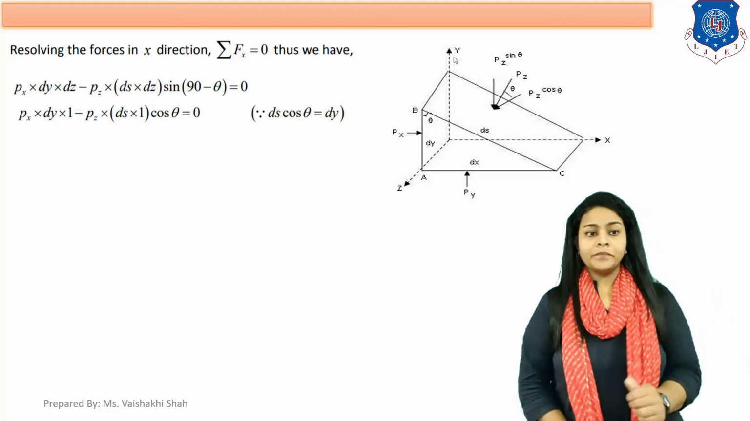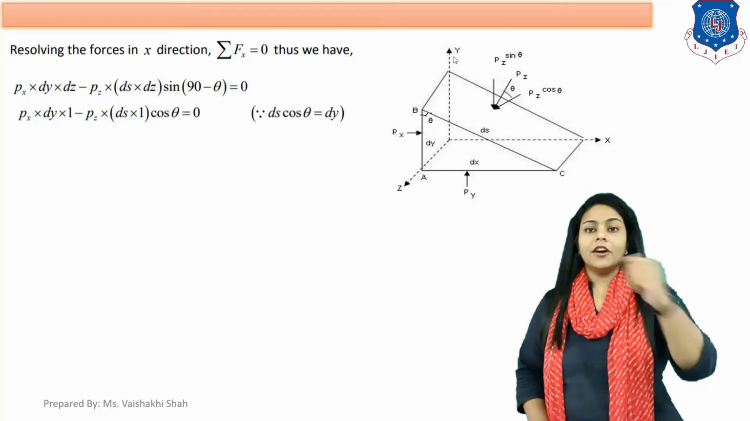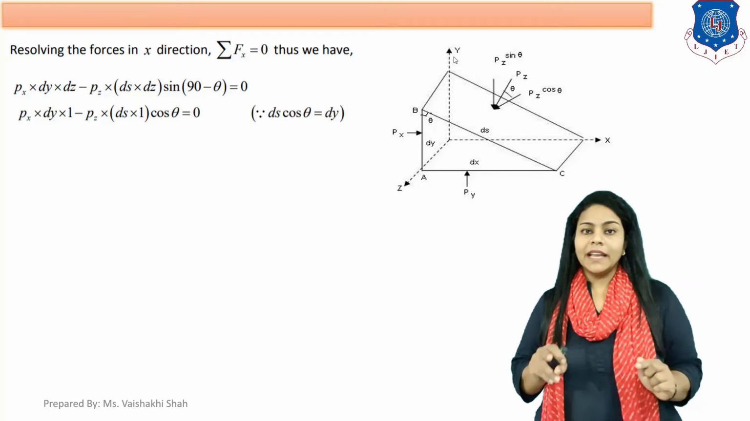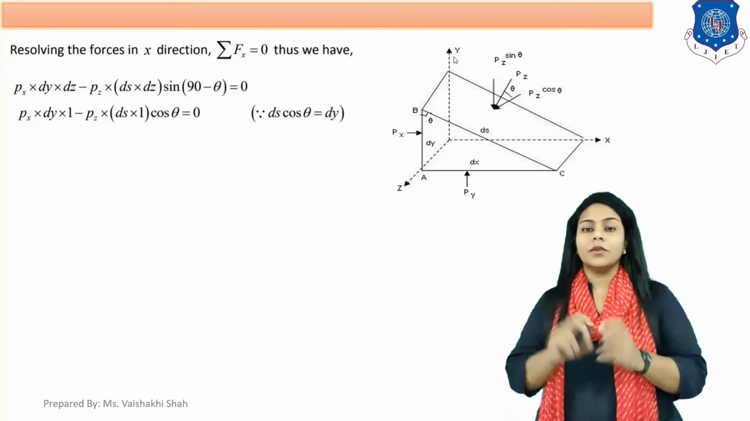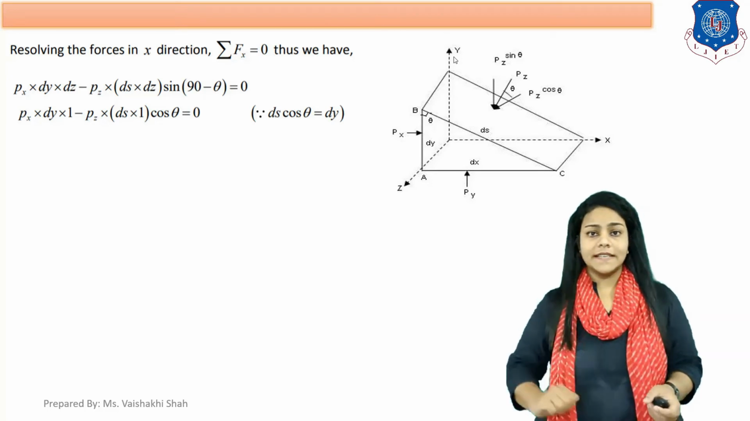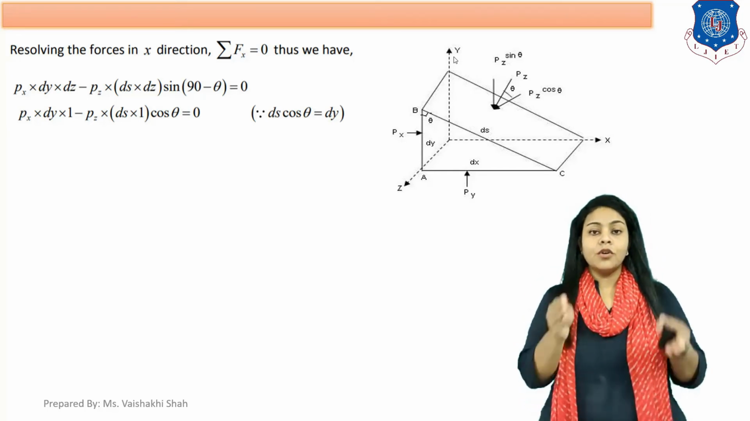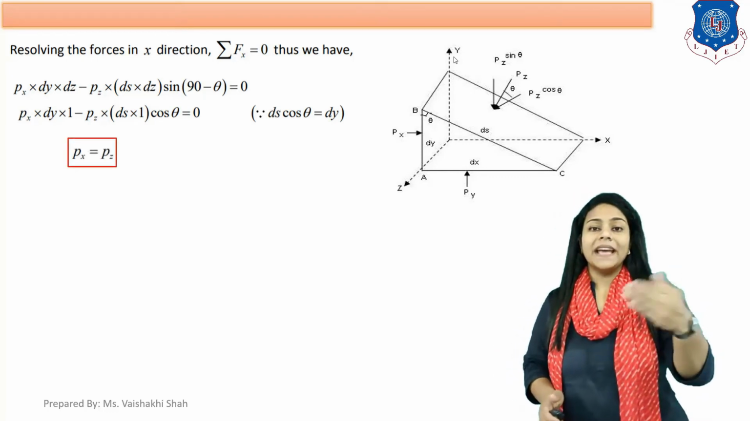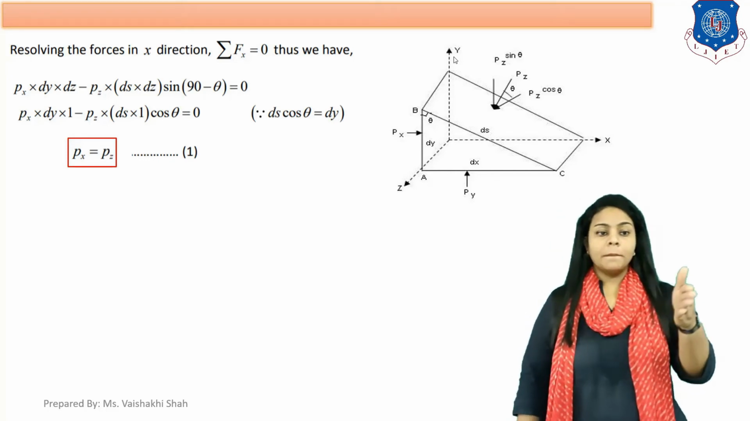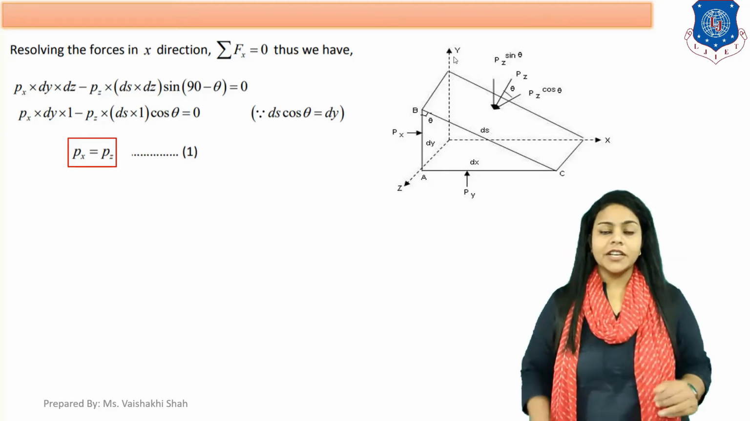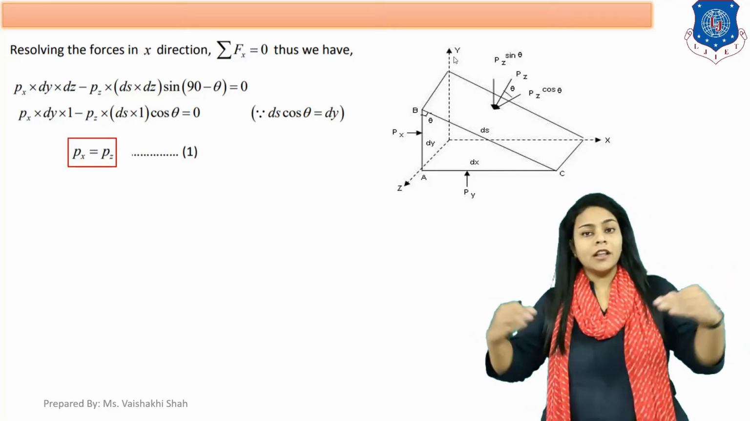So, your equation is Px is your force here. If I convert this force into pressure, then your terms become Px into dy into 1 minus Pz into ds cos theta equals 0. Here we apply cos theta equals ds by dy, so you can replace dy equals ds cos theta. By rearranging this equation, dy is cancelled, and your first equation is Px equals Pz. This is your equation number one, resolving forces in horizontal direction.